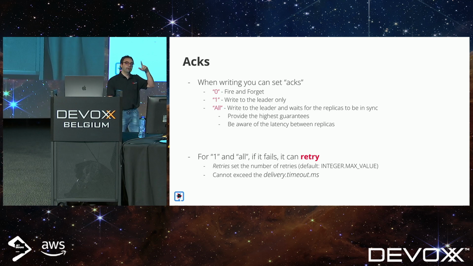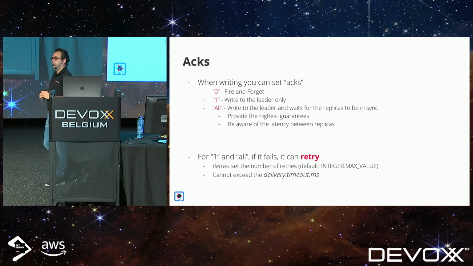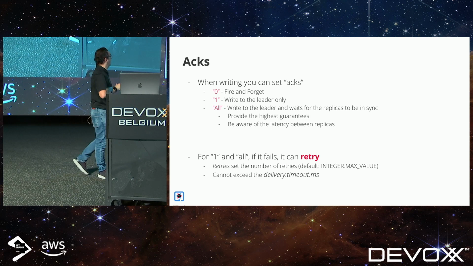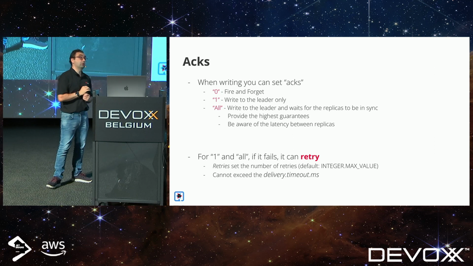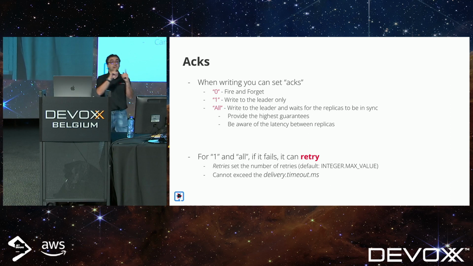And basically, it doesn't wait for anything. You just say, yeah, send it, I don't care, it can fail, don't mind, do whatever you want. Great, but totally insecure. But it's fast. The next one is one. One means that the leader of the partition you are targeting will need to ack. So you are writing to that partition leader, and this partition leader will send you back a message saying, it's written. So we're good. However, that doesn't include the replicas, the followers.